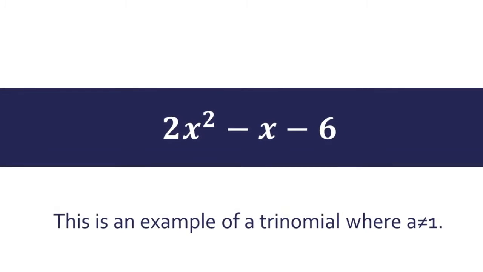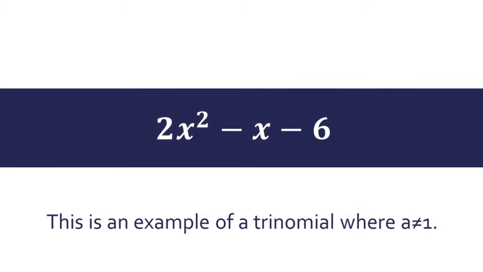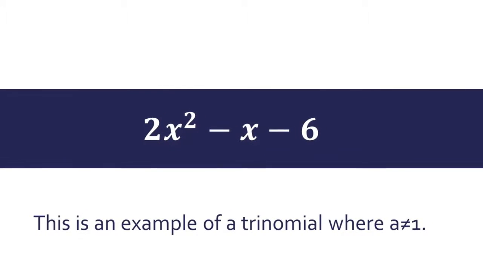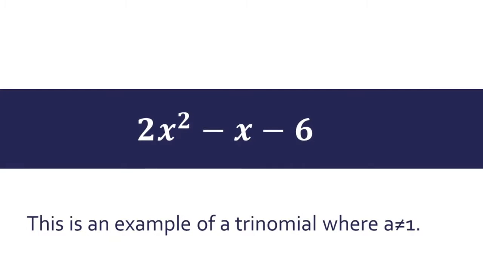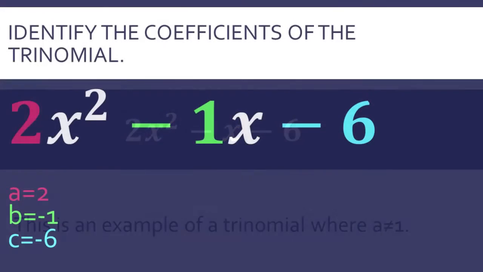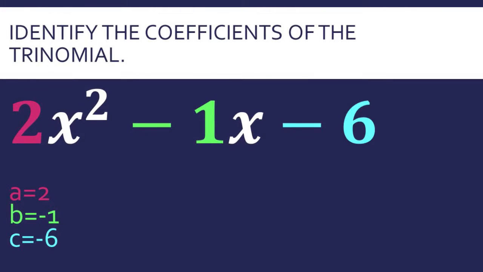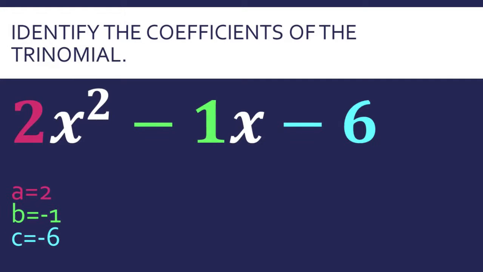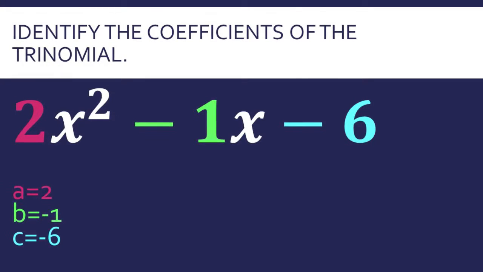This is an example of a trinomial where a is not equal to 1. The example, 2x squared minus x minus 6, is a trinomial and there are 3 terms, thus making it a trinomial. The first step in busting the b is to identify the coefficients in front of the x squared term, the linear term, and the constant.